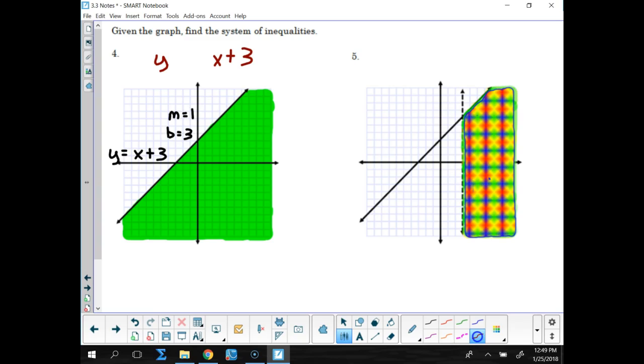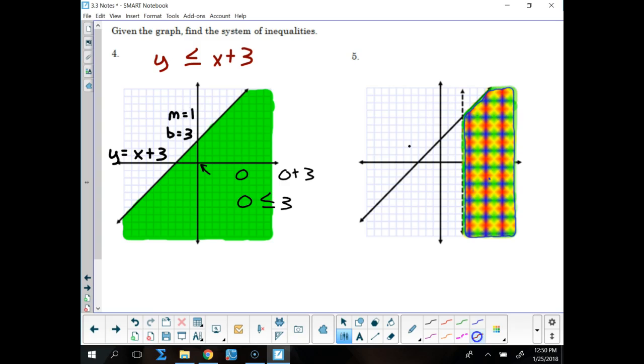Okay? So I want my test point of the origin to be true. So if I put 0 and 0 plus 3, I need that to be a true statement with a solid line. That gives me a solid line because it's got the equals component, and it gives me a true statement. So there is my inequality. Okay.